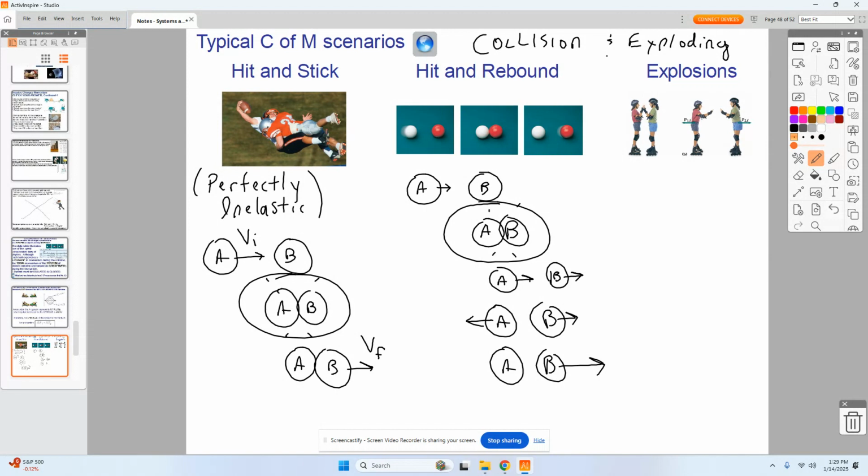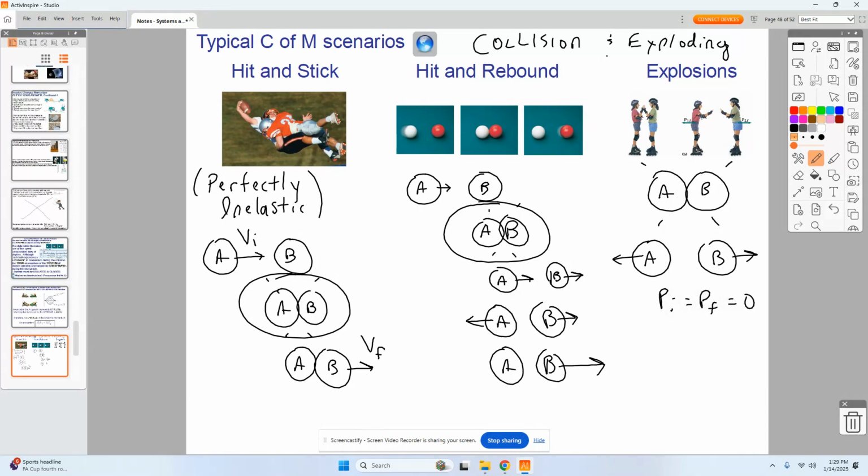And then for explosions, usually what we have is objects that are combined together, they push off each other, and they acquire equal but opposite momentum, like so. So explosions have something like this, where usually P initial is 0, and P final is 0. Usually that's the case, that whatever we start with, we end with, but usually things are at rest and then they explode away from each other and they acquire equal but opposite momentum.